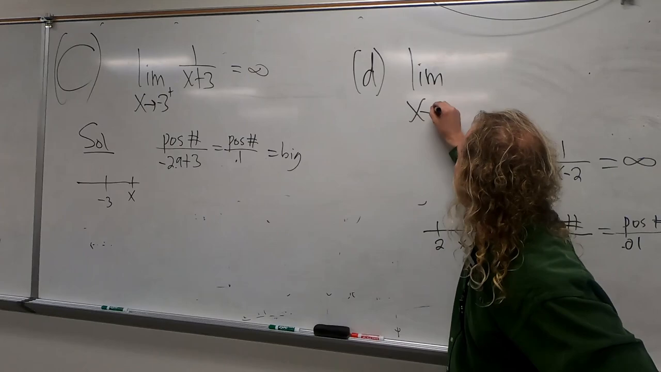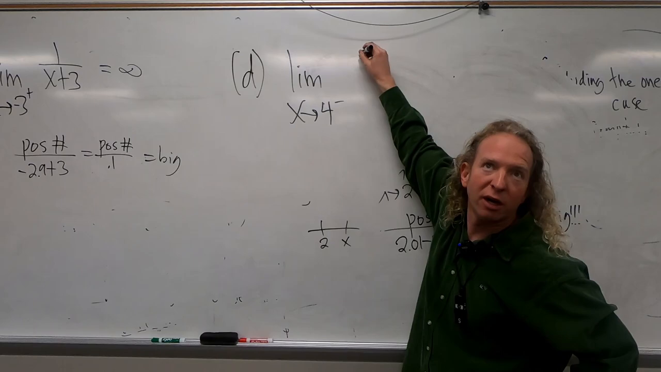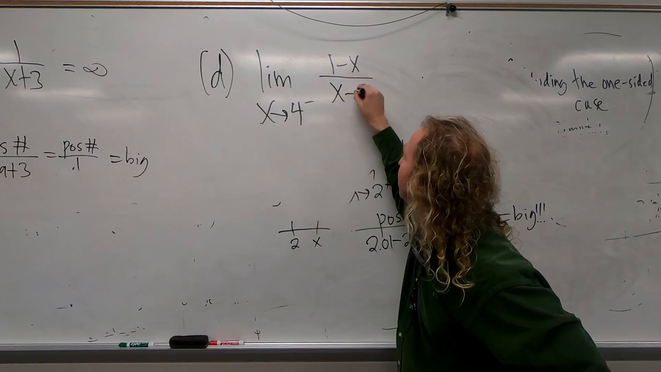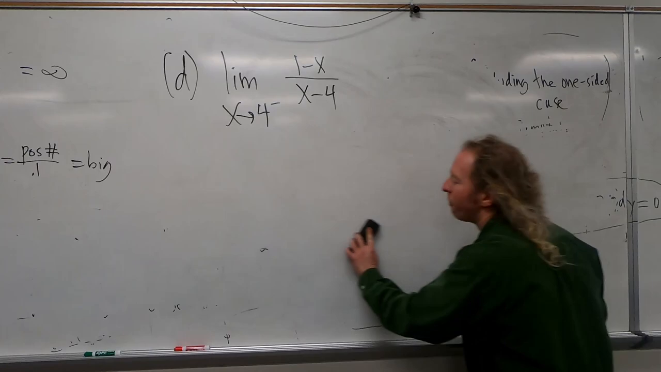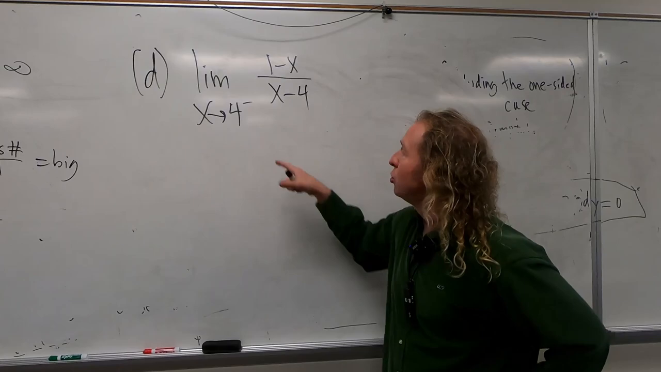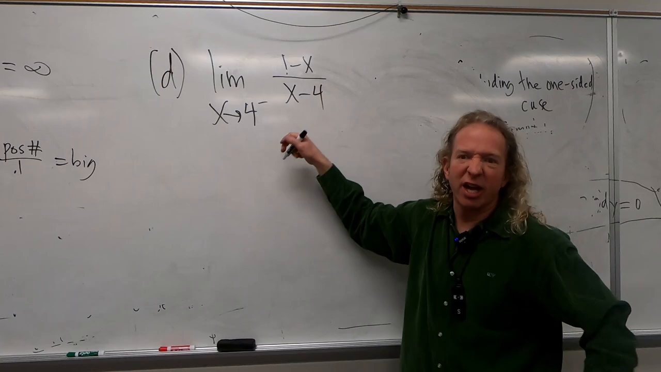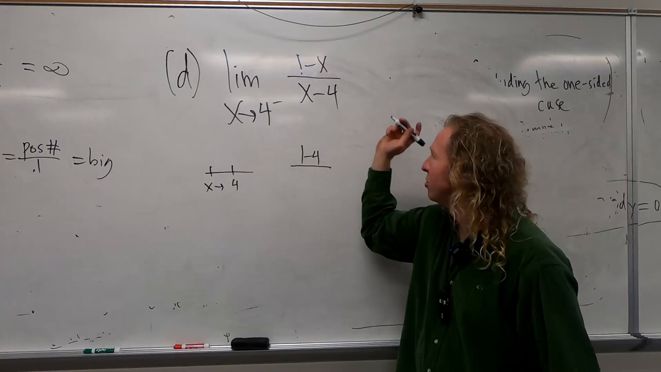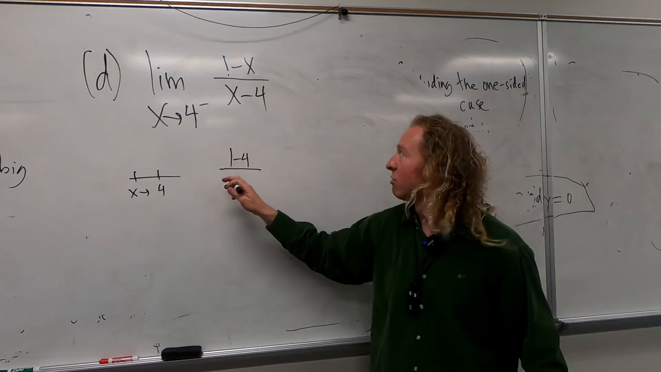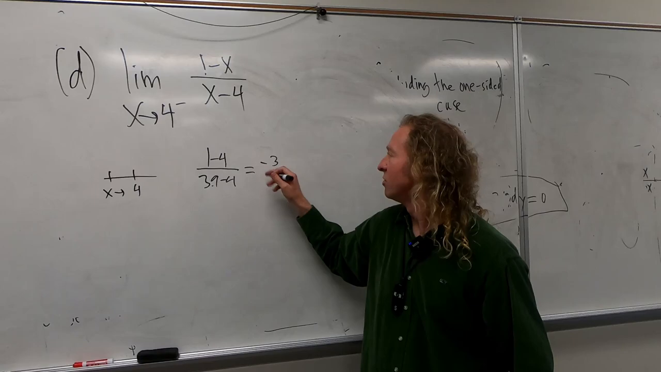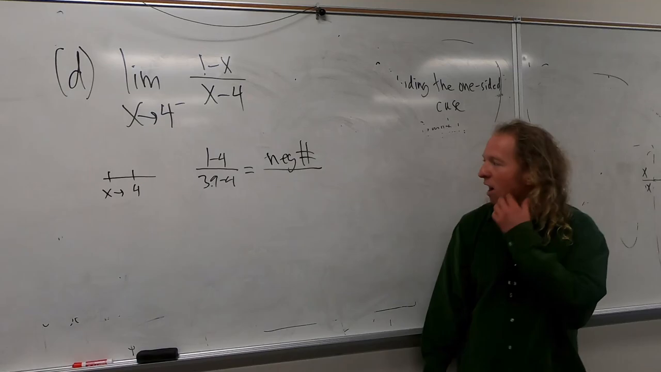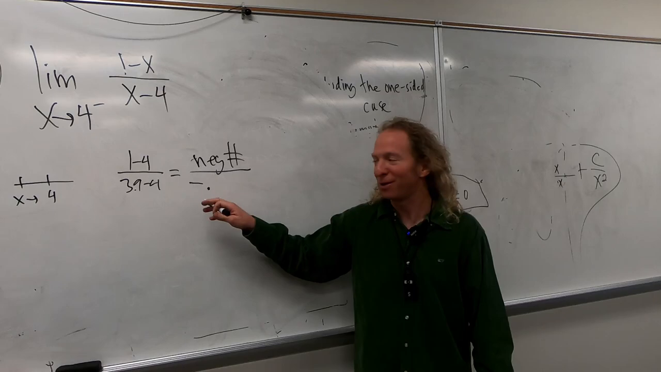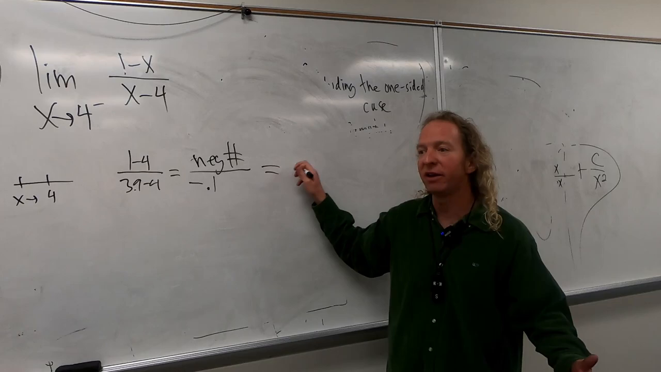Hey, let's try this one. I'll help you with this one. 4 from the left. And let's be weird. 1 minus x over x minus 4. I'll work this one out for you. So you can actually plug in the 4 in the numerator this time. So you get 1 minus 4, so you get negative 3, right? And then think about 4. So from the left, this is so bad, we're plugging in different numbers. 3.9 would work. So 3.9 minus 4. Negative 3, so I'm just going to put negative number. And then on the bottom, it's going to be negative 0.1. Didn't mess up that time. Negative 0.1. Oh, negative and negative becomes positive. So what's this going to be? Infinity. You got this. Infinity.